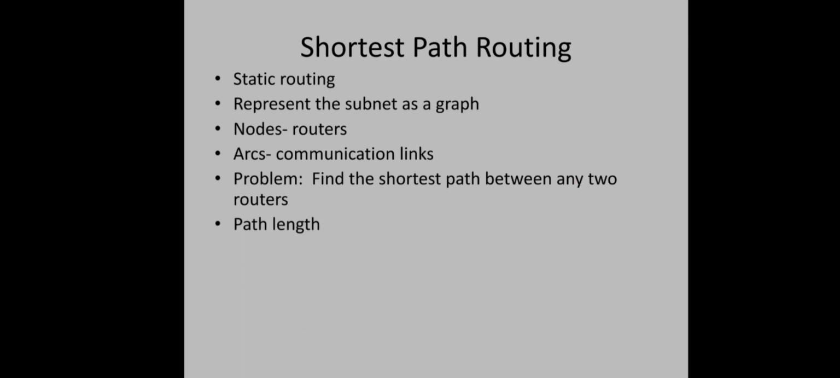So what should be the path length in the case of a network? Different metrics can be used. For example, the number of hops along the path, the number of intermediate routers along the path between two routers, can be taken as a measure of the length. In that case, the path which contains the lowest number of intermediate routers will be taken as the shortest path. Or we can take the geographical distance between these two routers as the length of the path.